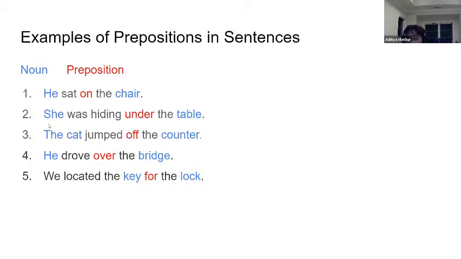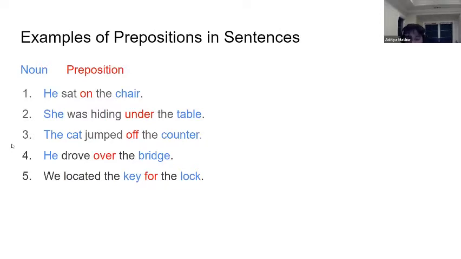Okay, Afroz, can you read sentence number 3? The cat jump off the counter.